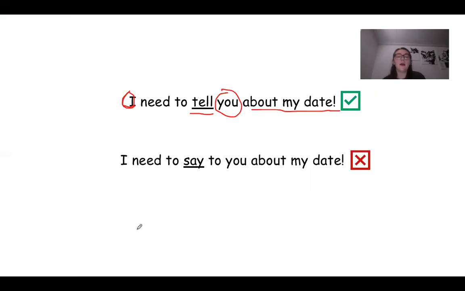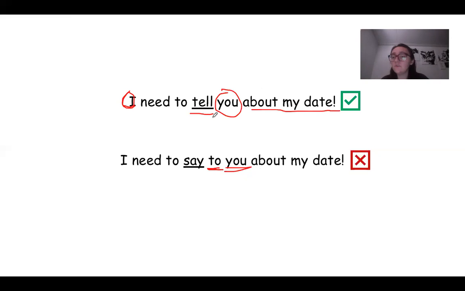But let's see. The reason you can't say, "I need to say to you about my date," is that even though it uses "to" correctly and has the correct sentence structure, it's not correct because of what the verbs mean. And this is why it's important to remember what the verbs mean, right? And how to use them.